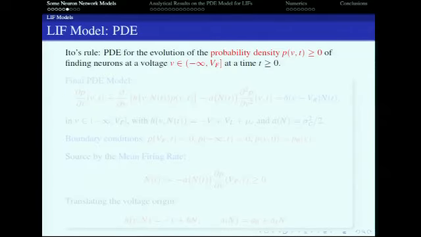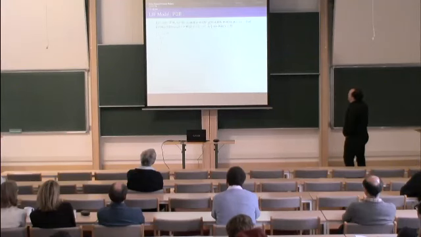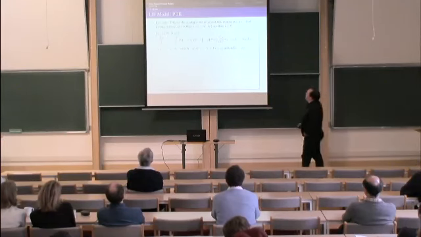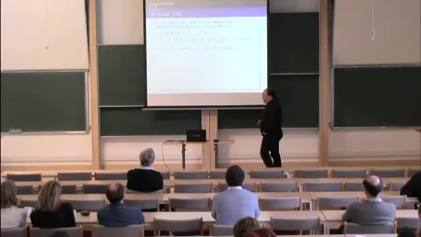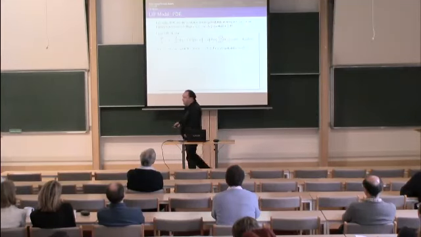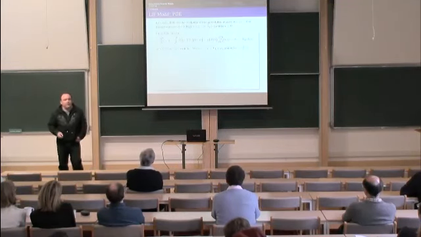the network is called average excitatory or inhibitory depending on the V. Okay, so now we can go to the PDE after this. Now we can write what is the PDE for that. We just use Ito's rule and we obtain the corresponding Fokker-Planck equation associated to that process. Now what we obtain will be an evolution equation for the probability of finding neurons at time t with a certain voltage V. Okay?